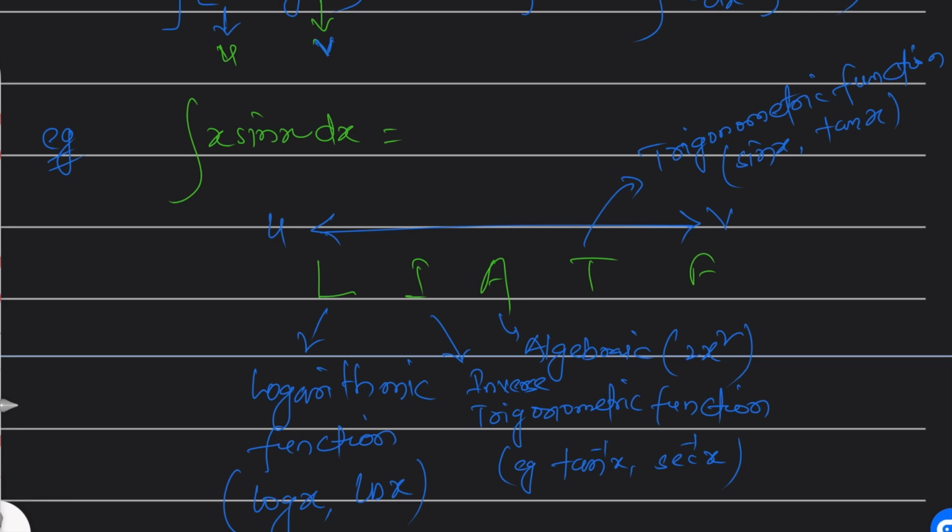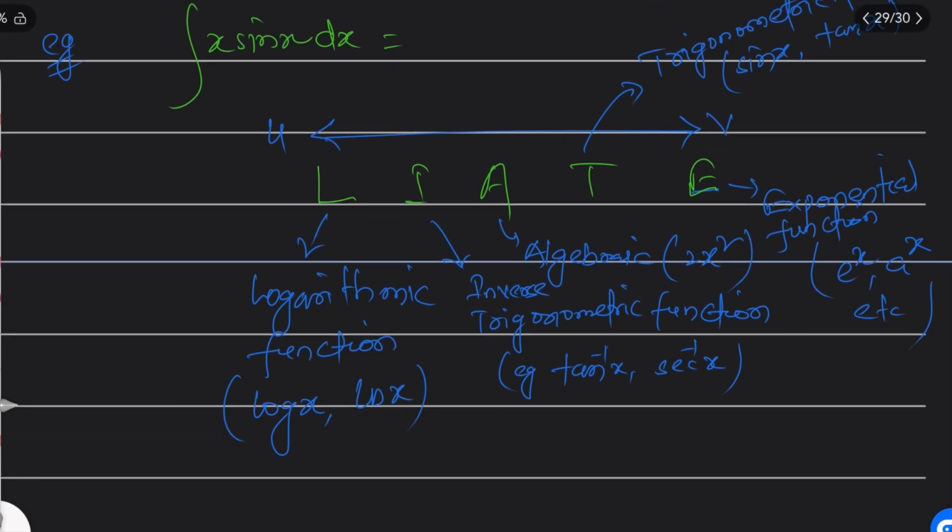Now the last one is E, sir. This is E. What is the meaning of this, sir? Exponential functions. What is the meaning of exponential functions? Let's say e to the power x, a to the power x, etc. These are exponential functions. So whenever these types of functions are coming, these are called exponential functions. So whichever comes first will become u, and whichever comes last will become v, sir.